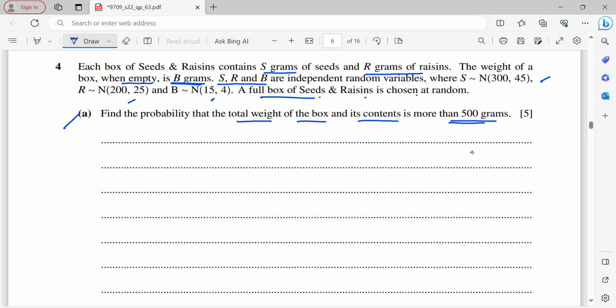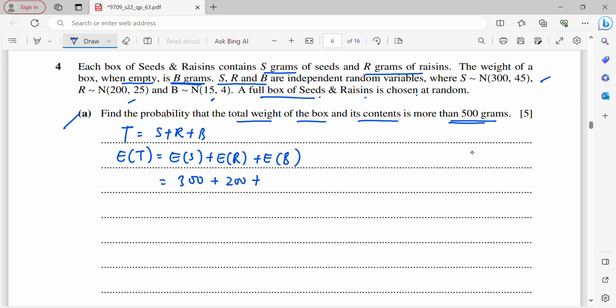So now we need to get the total. Let's say the total is T. T is S plus R plus B. Now I need to get the distribution of T. Firstly, I need to get the mean. So for the expected value, you just sum all together. Therefore, the first mean is 300, the second mean is 200, and the third mean is 15. Then you will get 515.